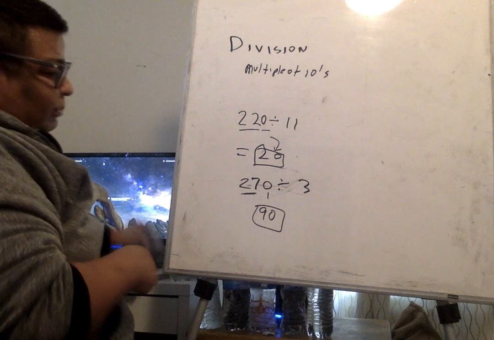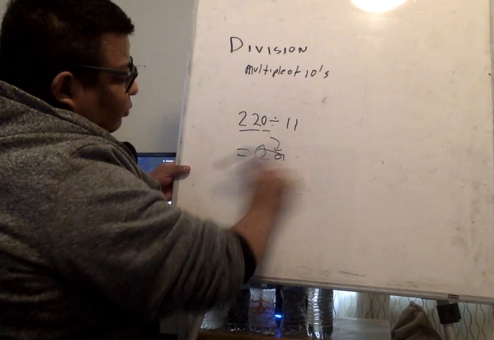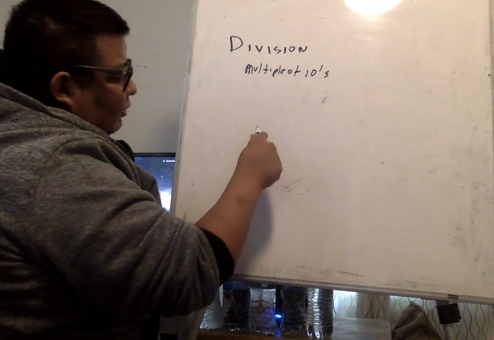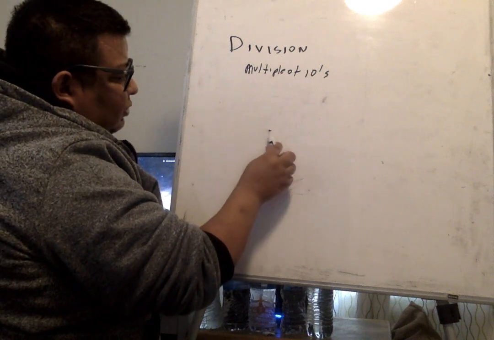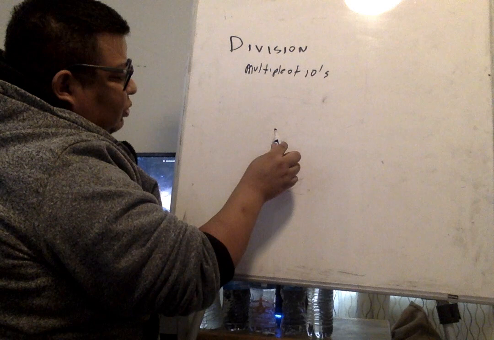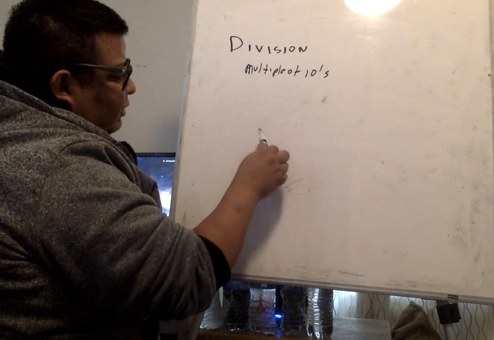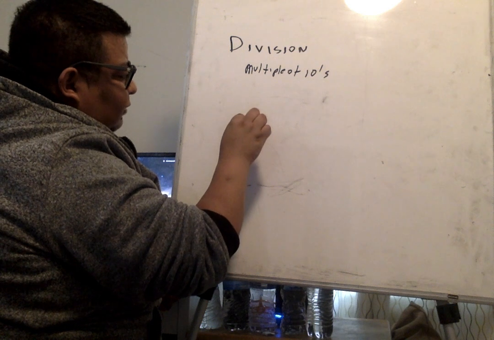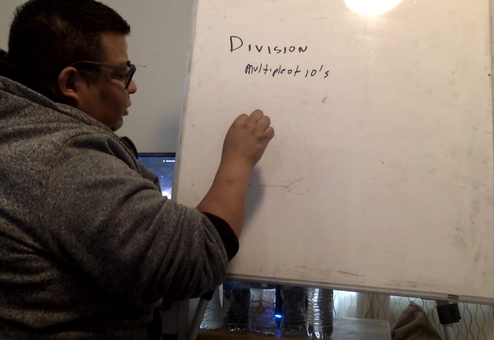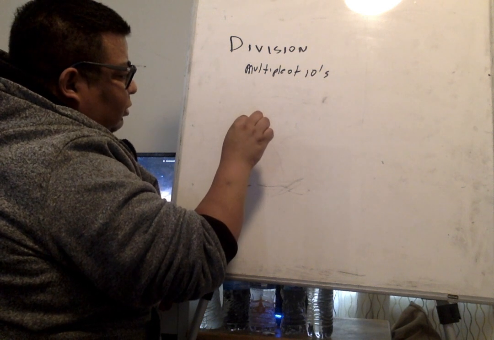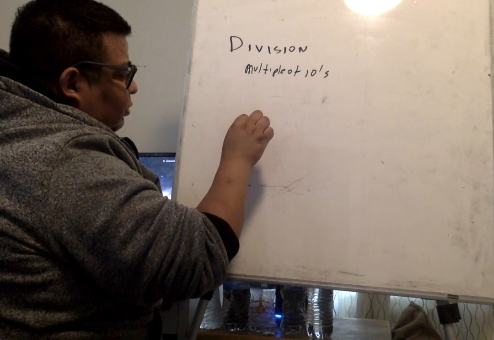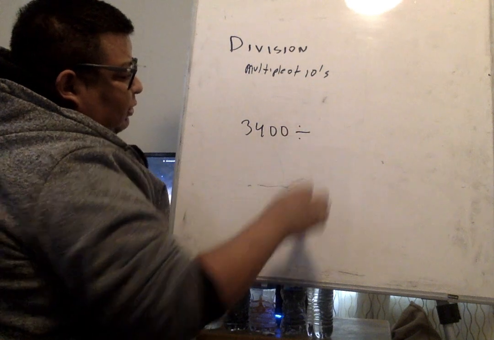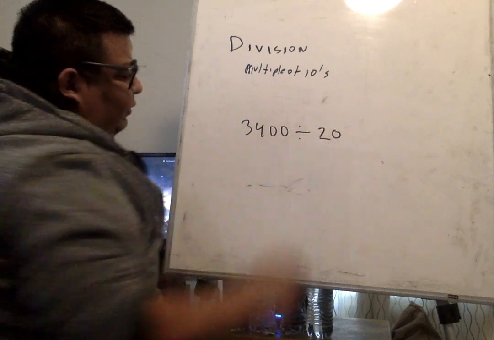Let's do one more example. Sometimes you're going to get fewer zeros on the right side, so you have to cancel only as many as you can. So for example, let's say you have 3400 divided by 20.